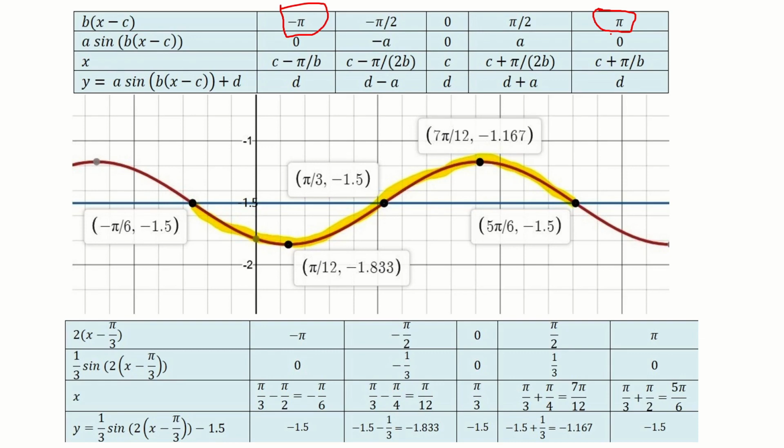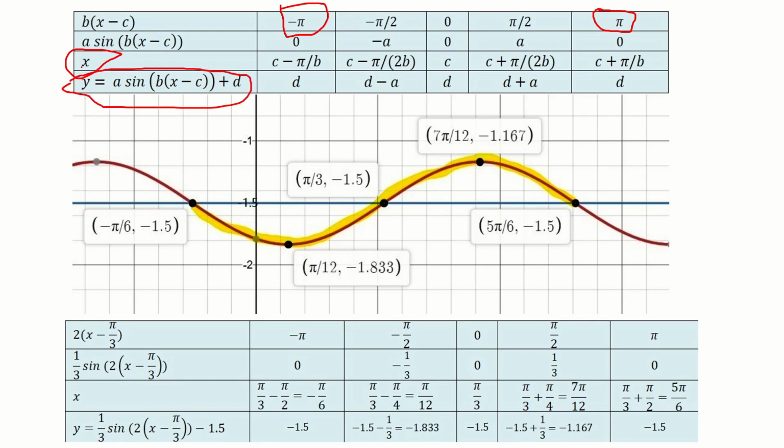Now finally, you combine these values together to find the y equals of these different 5 points, which would be d, d minus a, d, d plus a, and d. In the end, you will be using the values you found in the third row and in the fourth row to graph your points.